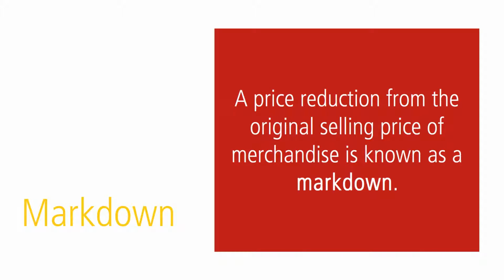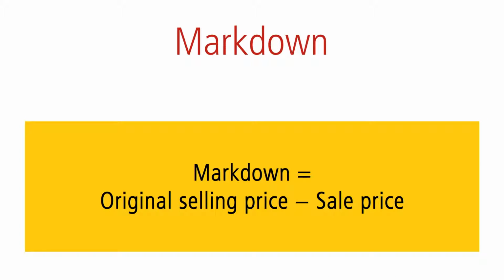The original selling price of merchandise usually represents only a temporary situation based on customer and competitor reaction to that price. A price reduction from the original selling price of merchandise is known as a markdown. Markdowns are frequently used in retailing because of errors in initial pricing or merchandise selection. For example, the original price may have been set too high, or the buyer ordered the wrong sizes, styles, or quantities of merchandise. A markdown is a reduction from the original selling price of an item to a new sale price. To determine the amount of a markdown, we use the following formula.